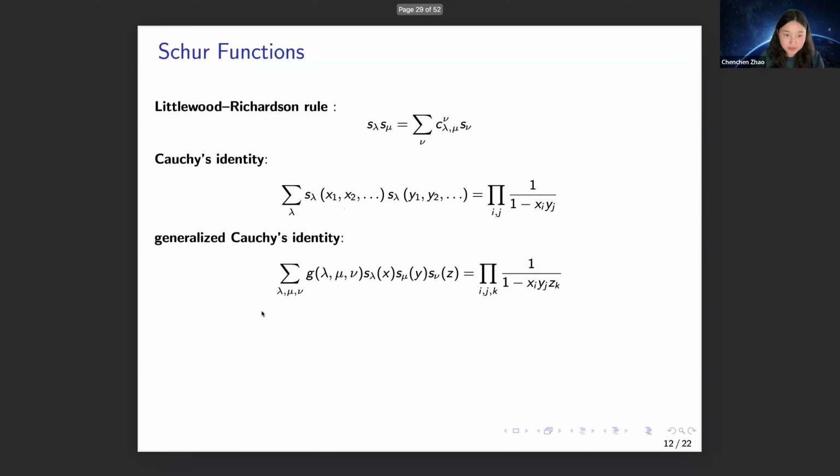And there is a generalized Cauchy's identity that involves the Kronecker coefficients. If this summation is over all partition triples lambda, mu, nu of the same size, then the sum of g lambda mu nu times S lambda of x, S mu of y, S nu of z is equal to the product over i, j, k of 1 over 1 minus x_i y_j z_k.